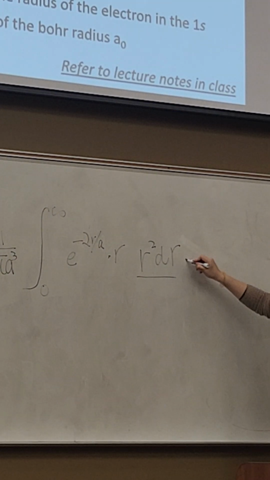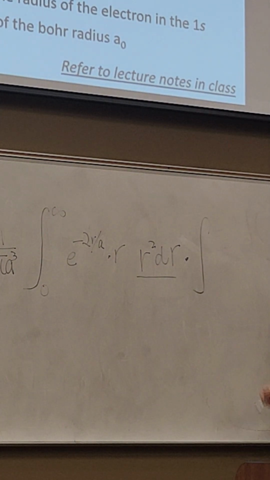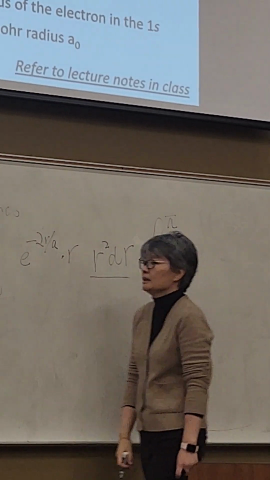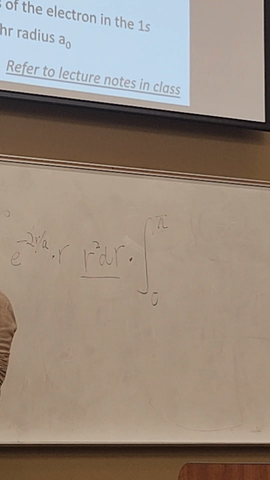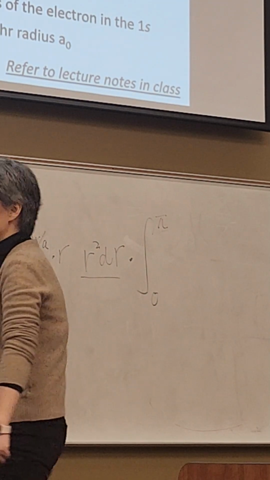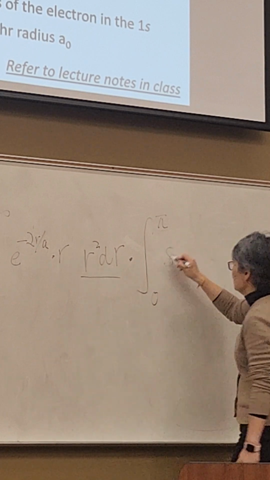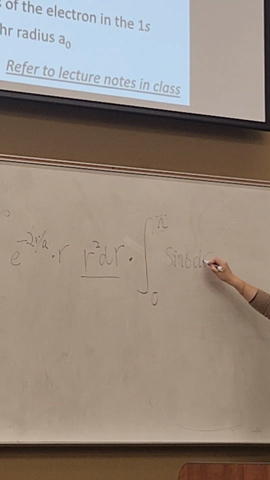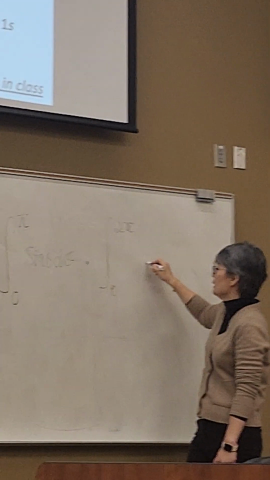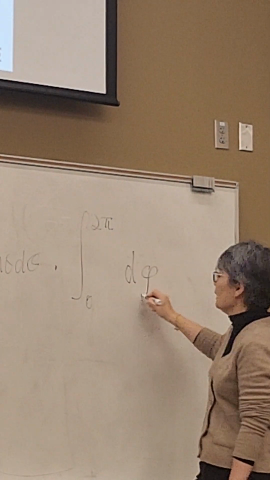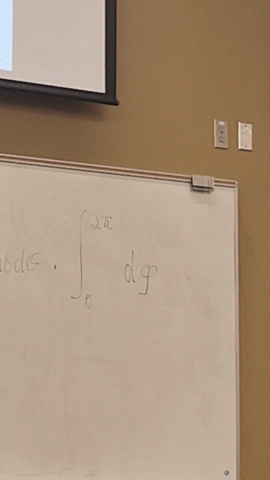Okay, and then what I have is an integration with respect to theta, which is from 0 to pi. What terms can I group with it? Sine theta, d theta. Jordan, do you agree with me? Okay, all right. So sine theta, d theta. What else do I have? I have the integration with respect to phi from 0 to 2 pi. What do I have in here? d phi. Very good. That's how we do it.